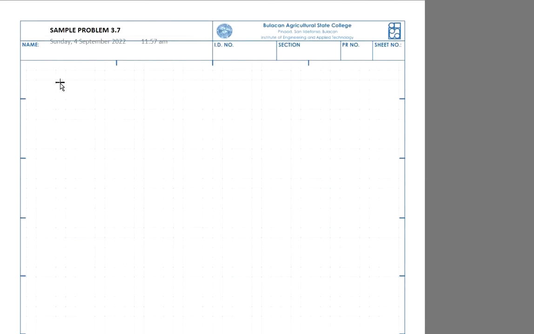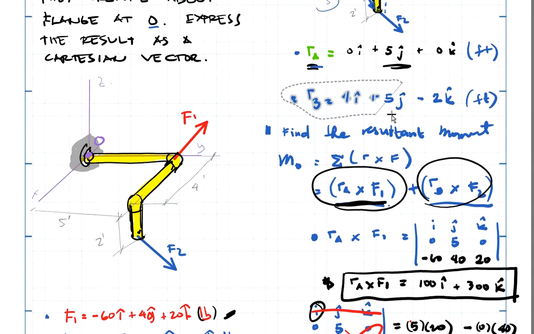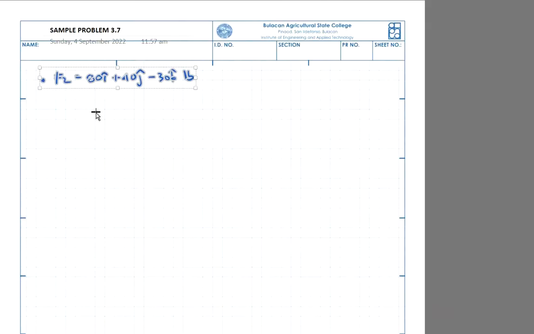So we have F2 and the value of our RB. Let us copy this also. Copy and then paste it here.